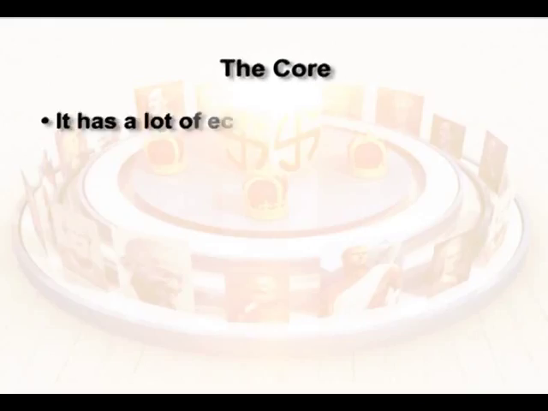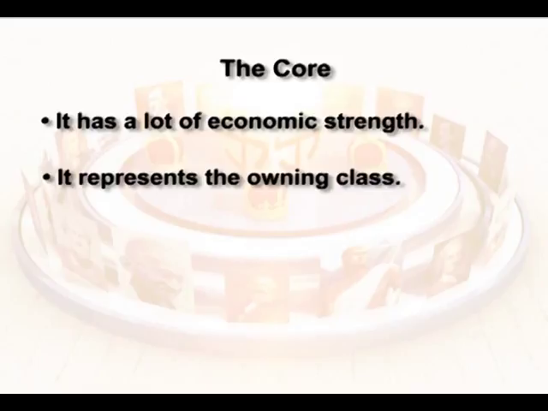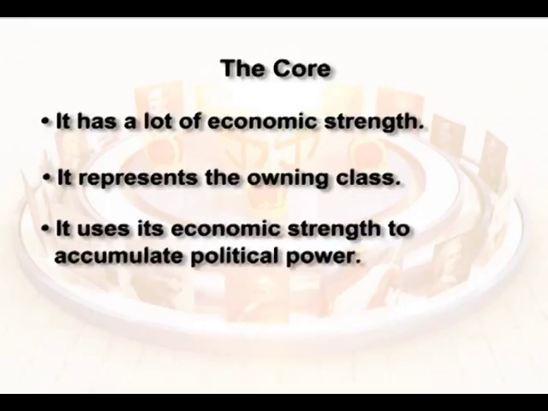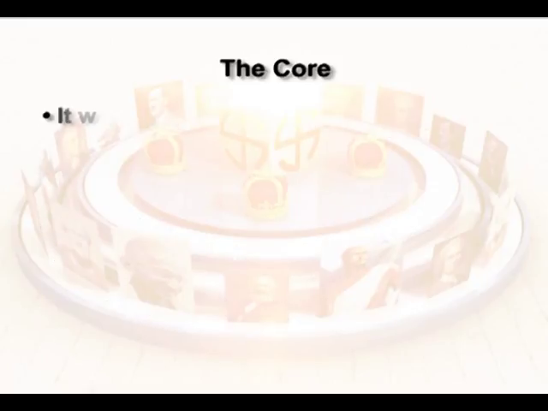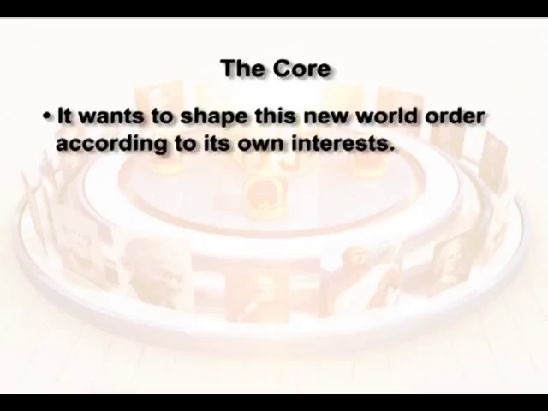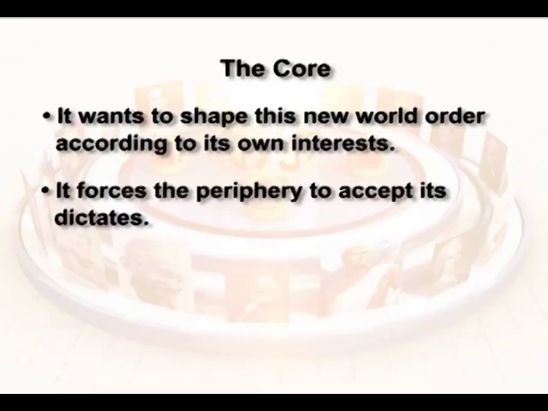If we compare the core and the periphery regions, the core region actually has a lot of economic strength. The core represents the owning class, whereas the periphery represents the non-owning class. The core uses its economic strength to accumulate political power. The core is the center in this new world system. The core wants to shape this new world order according to its own interests. The center forces the periphery to accept its dictates.